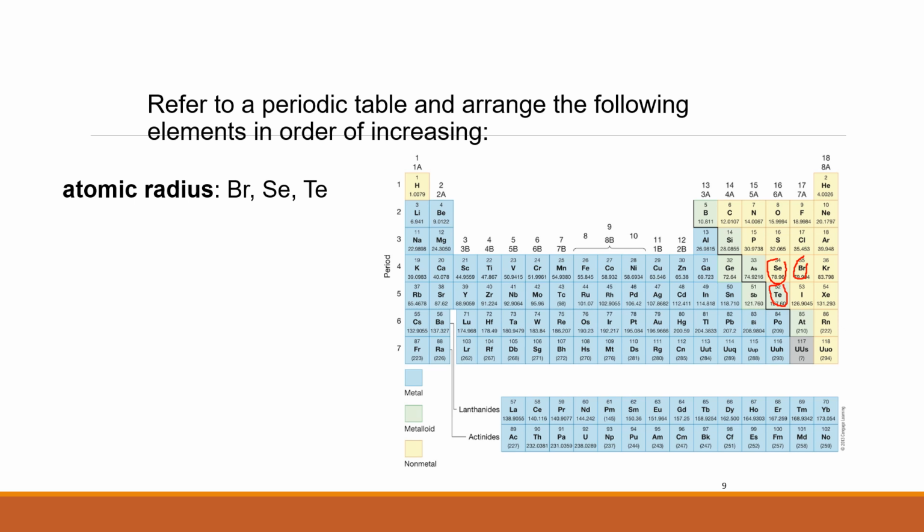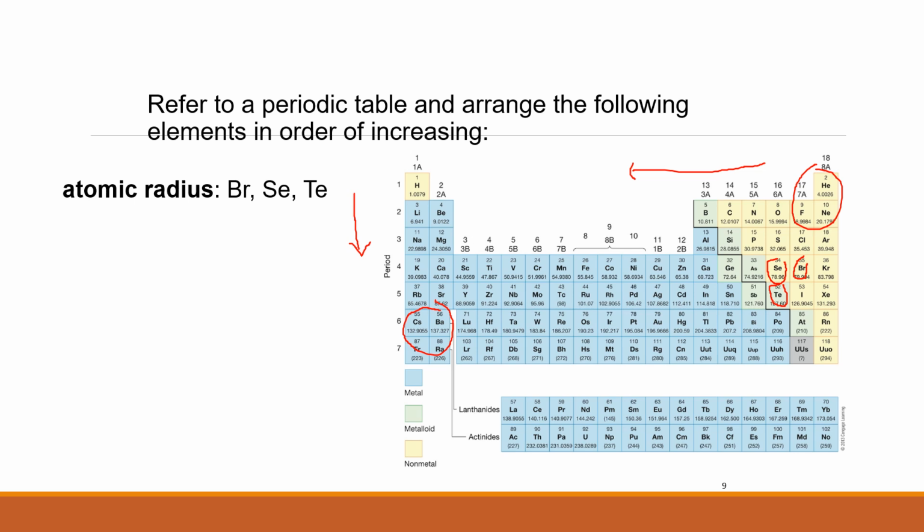So we want order of increasing. So out of these three, which one is the biggest? Well, remember for atomic radius, it increases as you go down and decreases as you go to the right. So it's basically increasing then as you go to the left. So smallest atoms are going to be in this corner, upper right-hand corner. Largest atoms are going to be in this lower left-hand corner. Okay, so which one of those three is going to be the biggest?